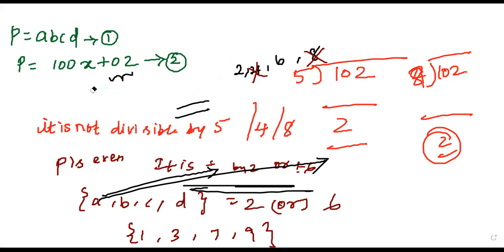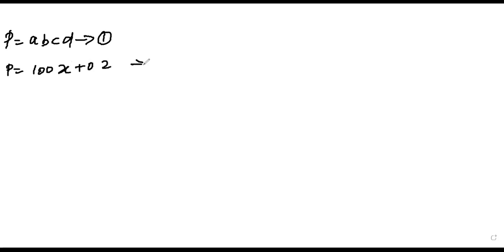Let me erase these. Okay. You know what equation 1 is: P is equal to ABCD, and equation 2 was 100x plus 02. This was your equation 2, right? So let me substitute equation 1 in equation 2. I'll have ABCD is equal to 100x plus 02.